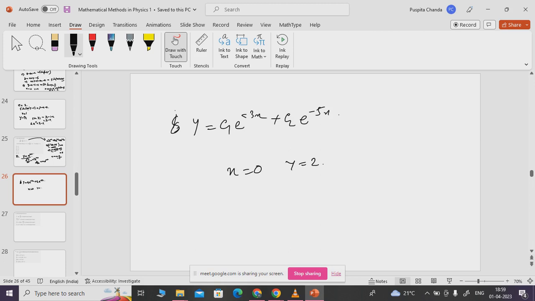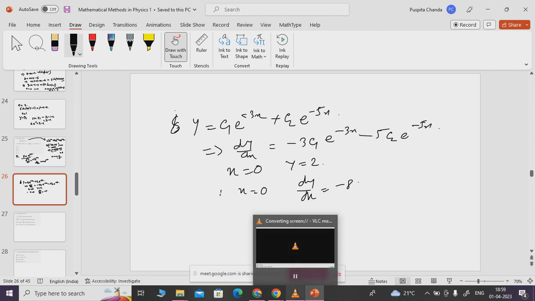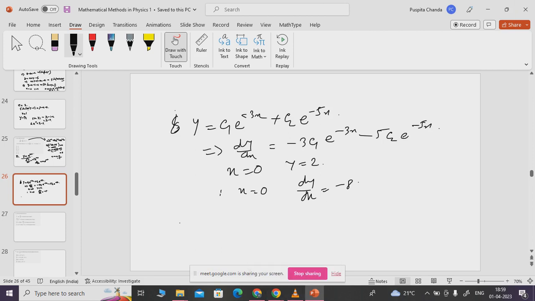To obtain the value of c1, c2, two conditions have been given. When x is equal to 0, y is equal to 2, and when x is equal to 0, dy by dx is equal to minus 8. So we need to know dy by dx, which is minus 3c1 e to the power minus 3x minus 5c2 e to the power minus 5x.